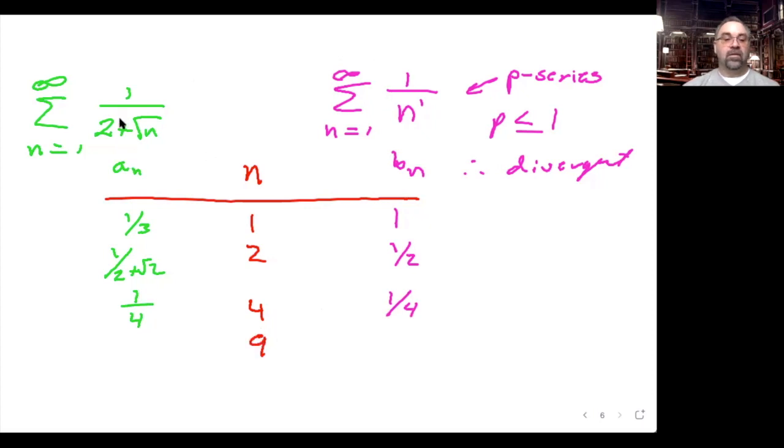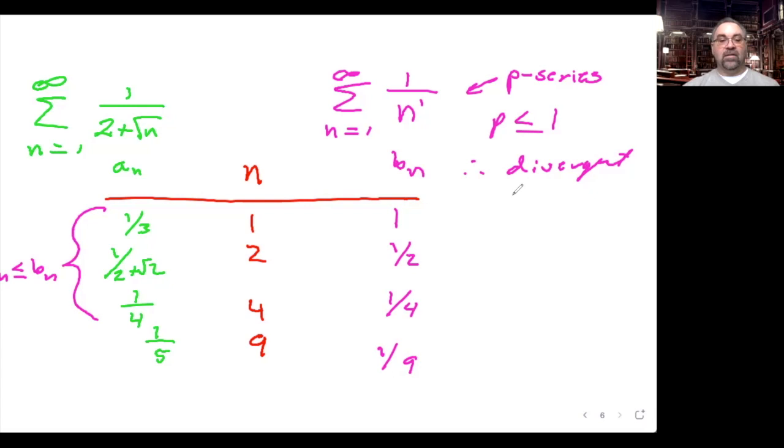Look what happens. a sub n, well, that's 1/5. But what's b sub n? It's 1/9. And look, for these first few terms, 1, 2, 3, a sub n was always a little bit less than b sub n. So we didn't have any kind of proof, right? For these top few terms, we had a sub n less than b sub n, less than or equal to, I guess.